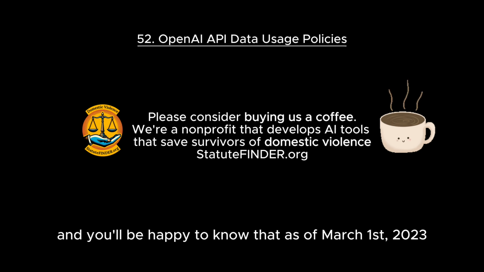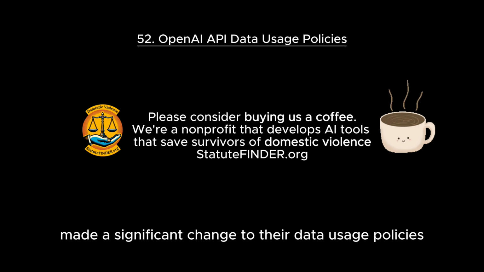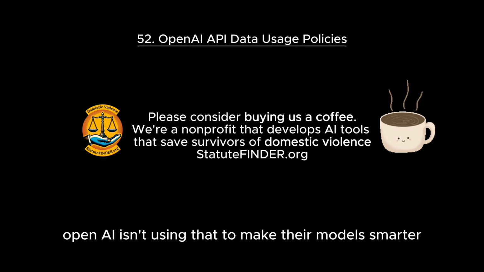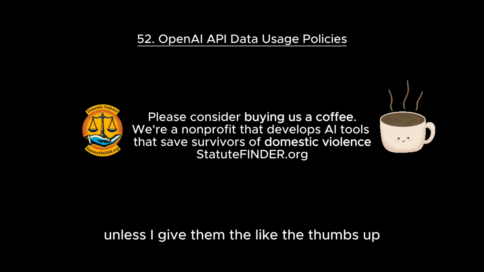Absolutely. And you'll be happy to know that as of March 1st, 2023, OpenAI made a significant change to their data usage policies. They no longer use the data that you send via the API to train their models unless you specifically opt in. Wait, really? So all that code I'm writing, testing, OpenAI isn't using that to make their models smarter? Unless I give them the thumbs up. That's exactly right.